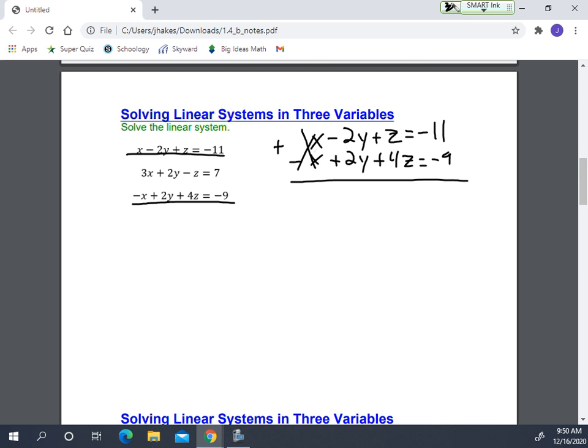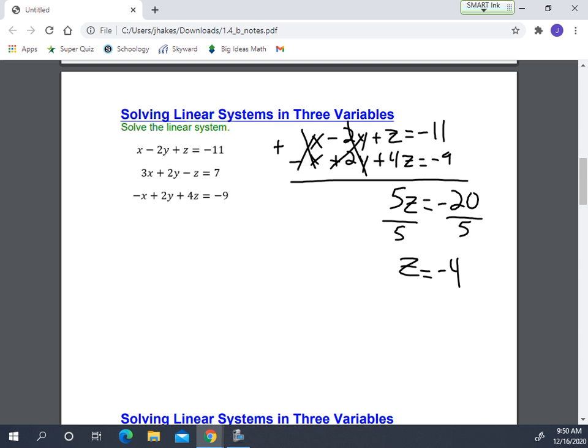Now, again, we're just adding these together. Look, those cancel out, that's nice. These cancel out, that's nice. z plus 4z gives me 5z is equal to negative 11 minus 9. That's negative 20. So what does z equal if I divide by 5? z is equal to negative 4. Okay, good to know. Now I have to find x or y.